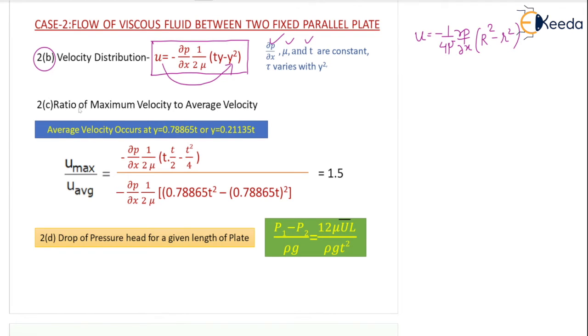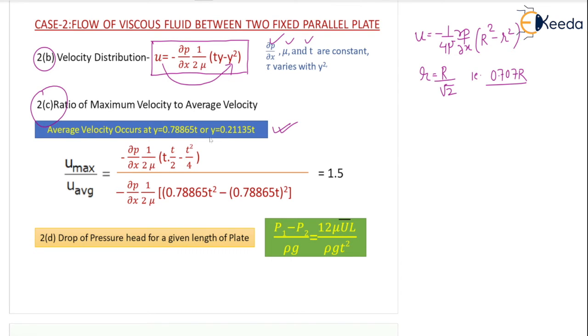Correct? Now 2c point, ratio of maximum velocity to average velocity. So this is very important. I told you it is not given in any of the books and you have to derive it. So I have done it and I have kept the value here. In case of pipe, you know that average velocity occurs at small r equal to capital R by root 2. Correct? That is your 0.707 of capital R at this value. But for plates, it is not given in any of the books. You have to find out.